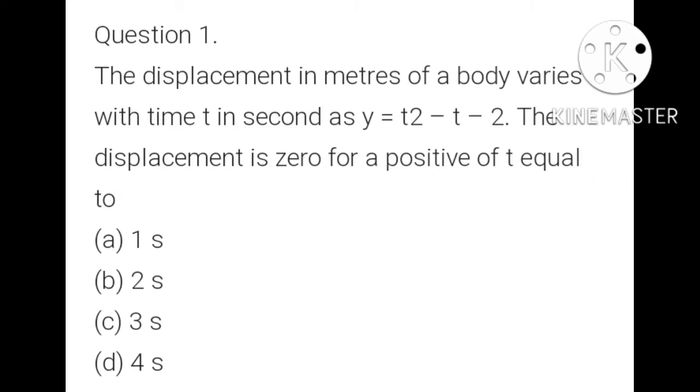In this problem we have given the displacement of the particle which varies with the given equation, y is equal to t square minus t minus 2. Then we have to calculate the time when the displacement is 0. Option A is 1 second, option B is 2 second, option C is 3 second, option D is 4 second. So let us see how we find the time.